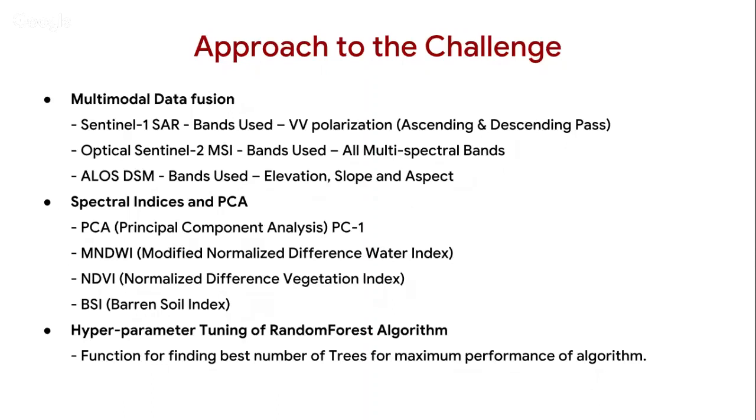Hyperparameter tuning is where we tune the parameters for random forest. It's finding the best parameter that gives the maximum performance. For random forest, there is the number of trees, and at a particular number of trees it performs best. So we find the best number of trees. I wrote a function that finds the best number of trees at which the performance is optimized. So these are the approaches.